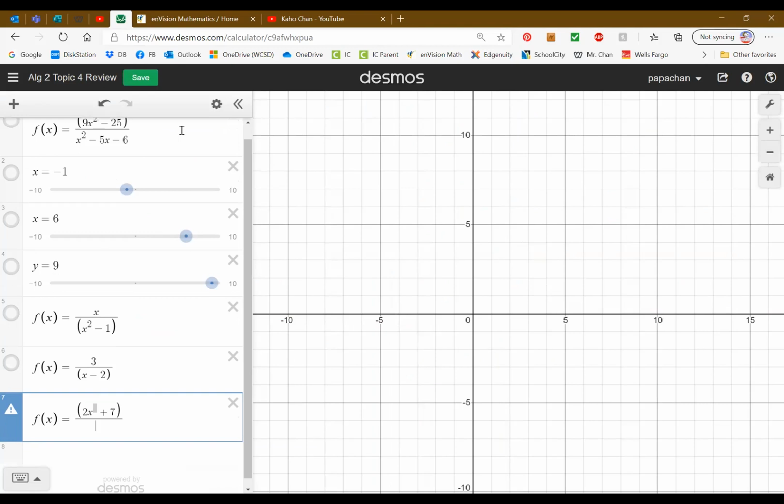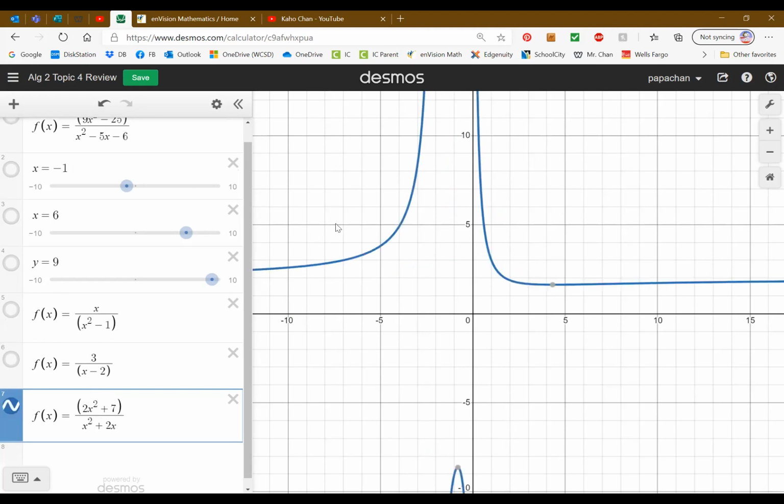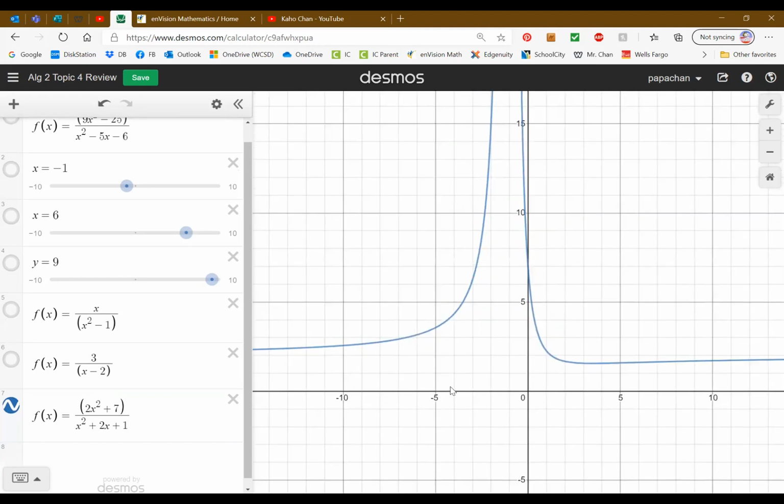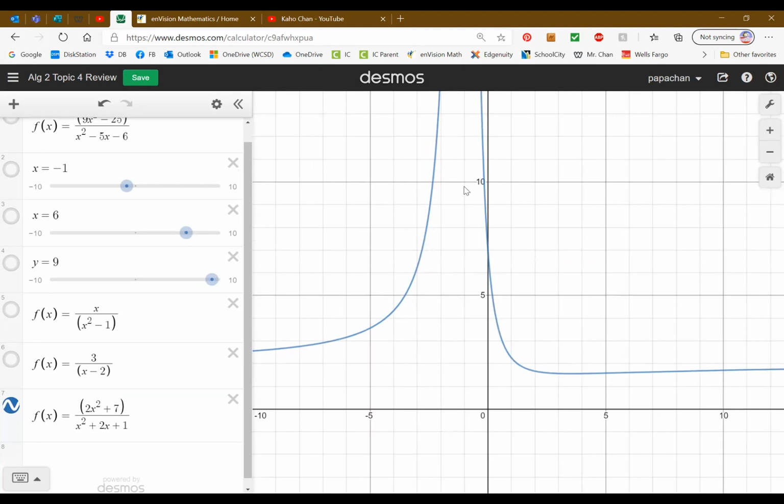Oh, I just noticed something. Forgot to put the squared right there. Squared divided by x squared plus 2x plus 1. And oh, this is a fancy, weird one. Look at that, folks. Whoa, notice how this curves very nicely. This one is like a sharper curve.